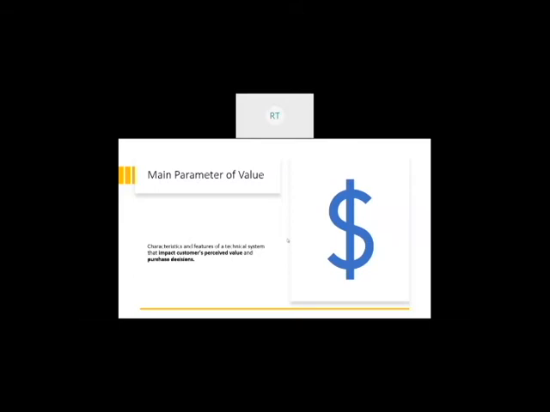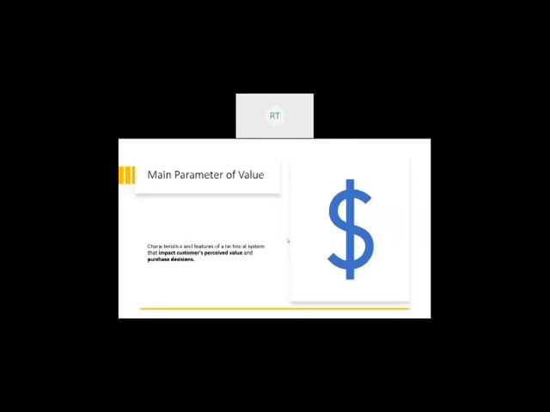It says clearly that what impacts the customer is the perceived value, not the actual value. It's the perceived value that affects the customer's purchase decision. So we have to be very mindful of what the actual value is and what perceived value the customer is going to perceive of the attribute that I am giving to him.